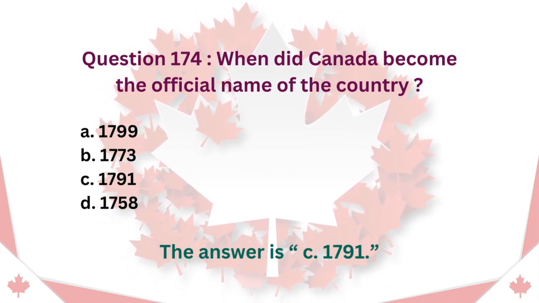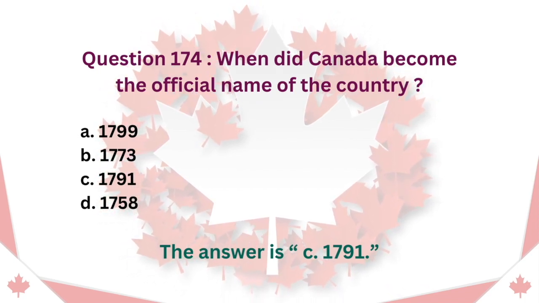Question 174. When did Canada become the official name of the country? A. 1799. B. 1773. C. 1791. D. 1758. The answer is C. 1791.